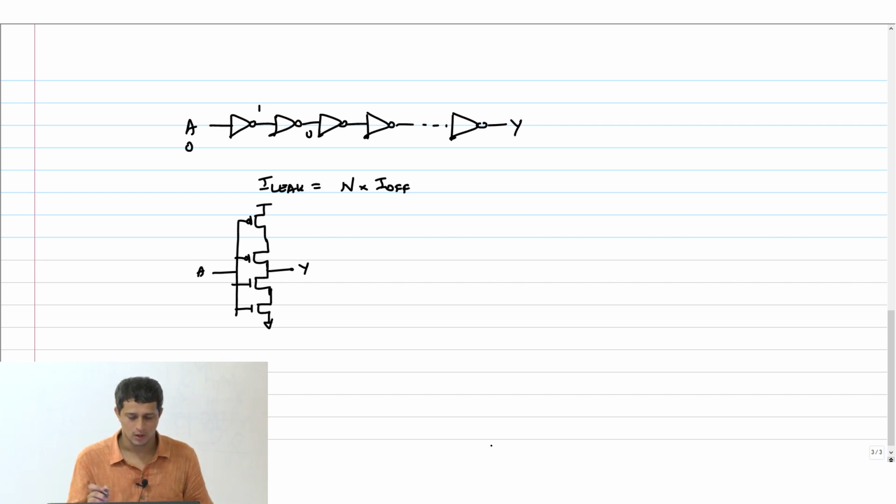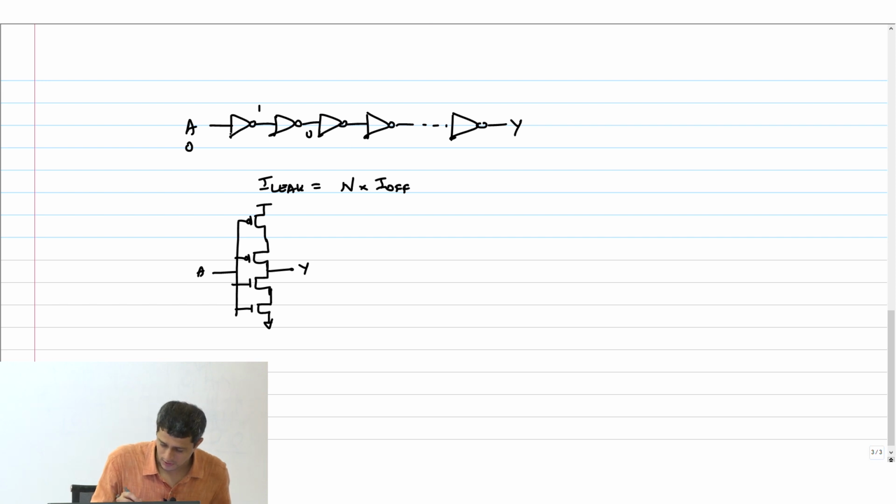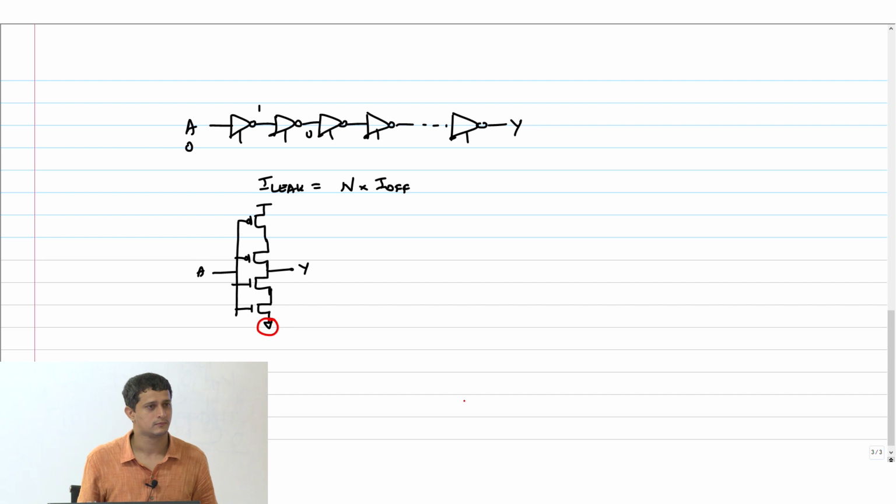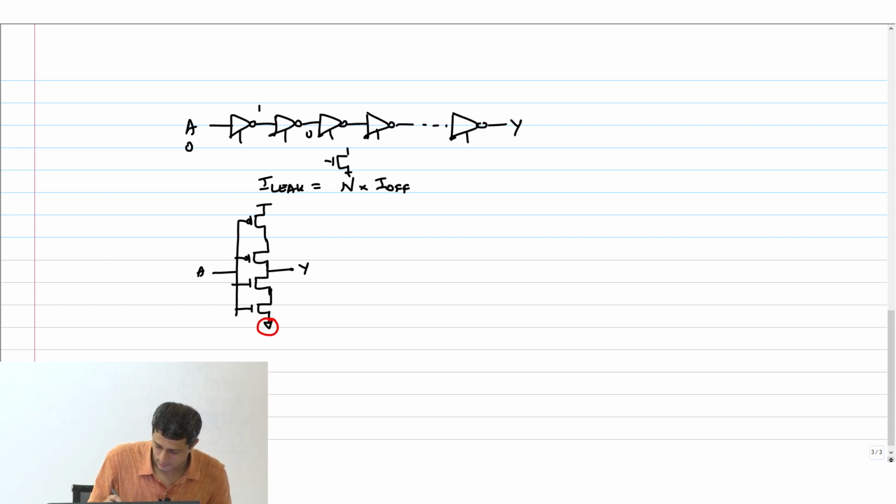So for that reason, what is done is people adopt this technique of a sleep transistor. The sleep transistor idea is like this. I want to pull out the ground nodes of all these inverters. That is basically this node. Normally I would connect it to ground. I'm now going to disconnect it from ground, and what I will do is I will add one transistor like this.